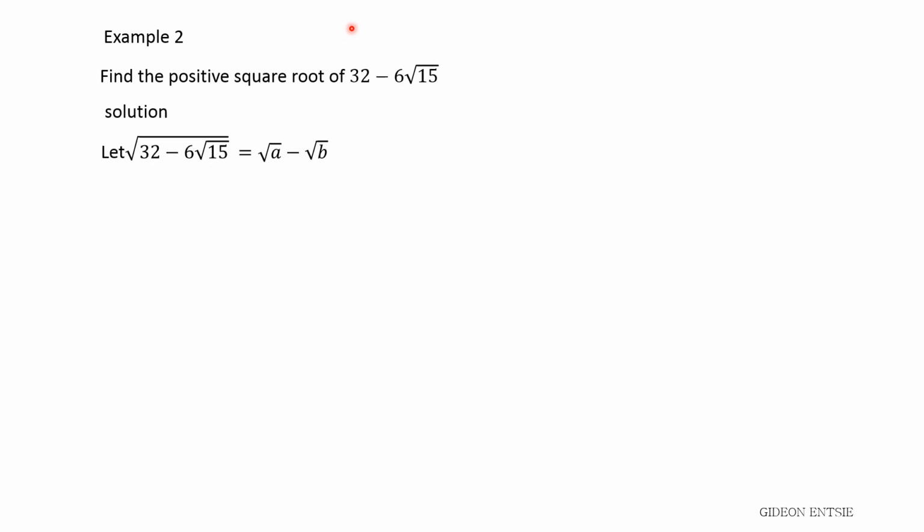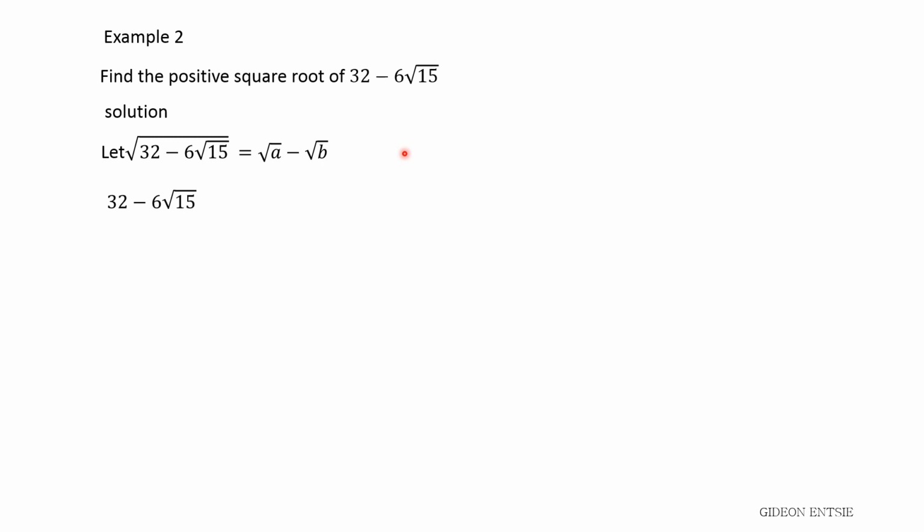To find the positive square root of 32 minus 6 square root of 15, we let our positive square root of 32 minus 6 square root of 15 to be square root of a minus square root of b. In this case, we let our positive square root of the surd to be square root of a minus square root of b because the surd was expressed as the difference between 32 and 6 square root of 15.